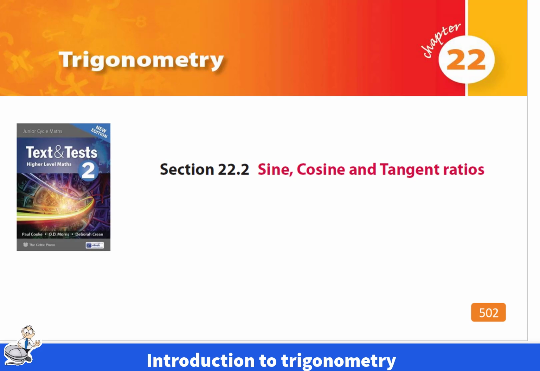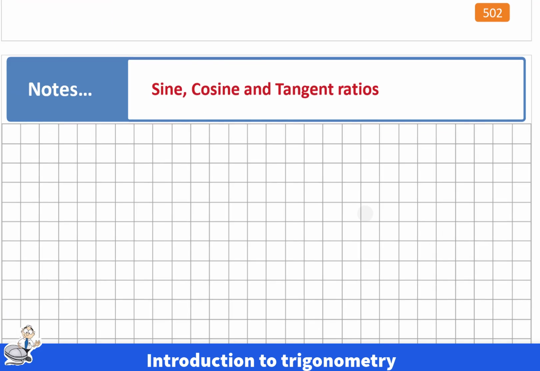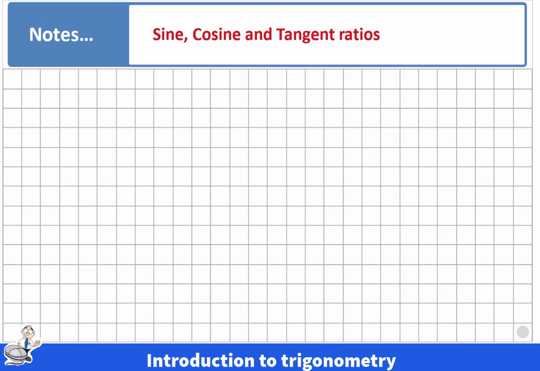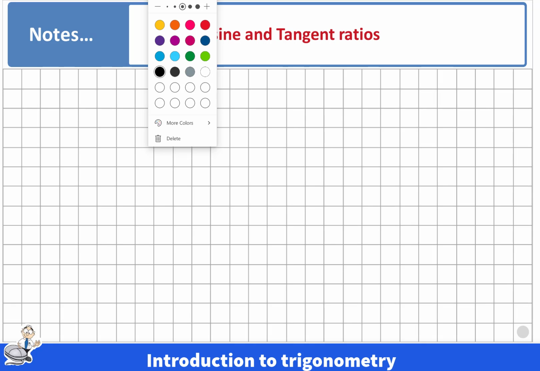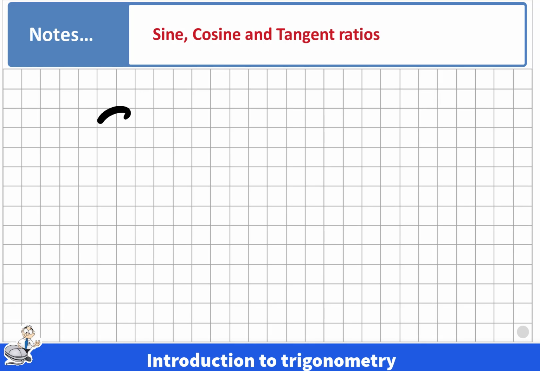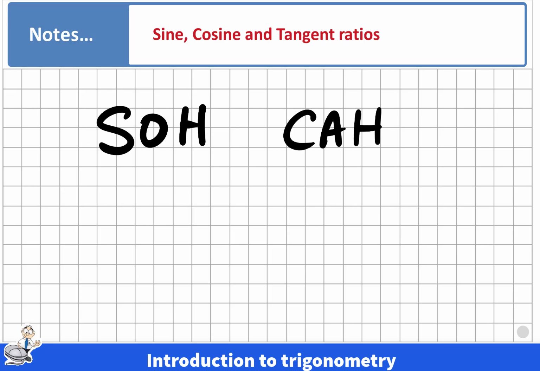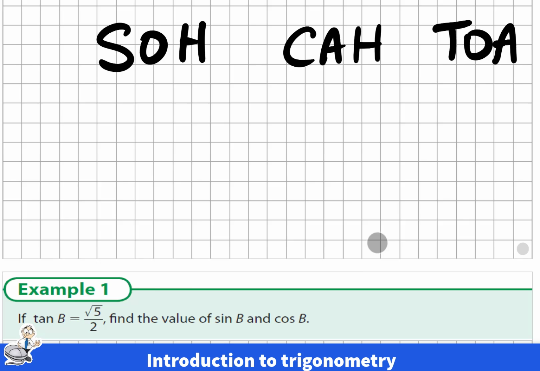Then chapter 2, section 2 is about sine, cosine, and tangent ratios. Now this is what I introduced yesterday. The main thing to remember here, I'm going to write this really big, is SOHCAHTOA. Okay? And what this means is that the sine of an angle is the opposite side divided by the hypotenuse. That's the ratio. The cosine of an angle is adjacent divided by hypotenuse, and the tan of an angle is the opposite divided by the adjacent. That's the most important thing that we learn here.